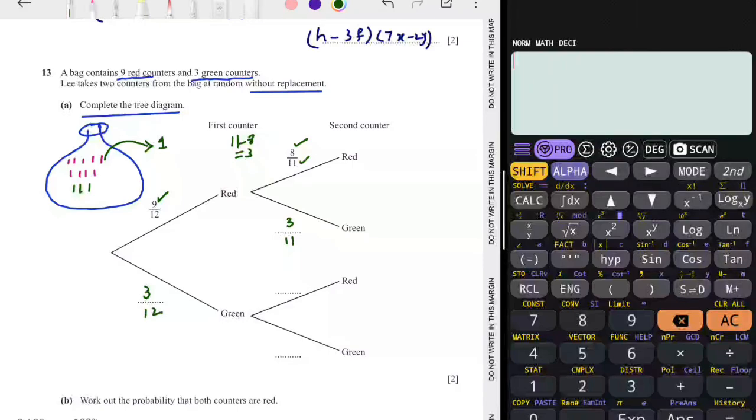Now, in the next experiment, we are going to replace it back. Now we are going to take out a green counter from the bag. Now there are two green counters in the bag, so probability would be 2 by 11. And just check the red counters, they are 9 again. So 9 over 11 would be the red counters.